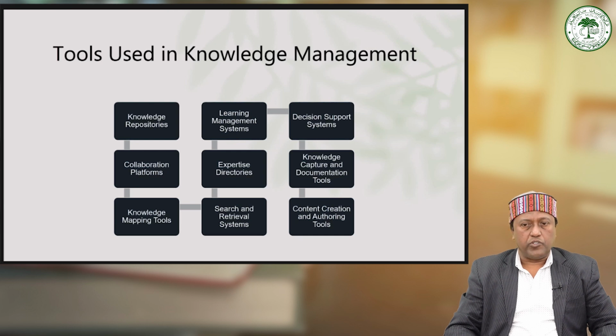Next tool is decision support systems, tools that provide decision makers with access to relevant knowledge, data, and analytics to support informed decision making processes. Decision support systems may include business intelligence software, data visualization tools, and predictive analytics models.